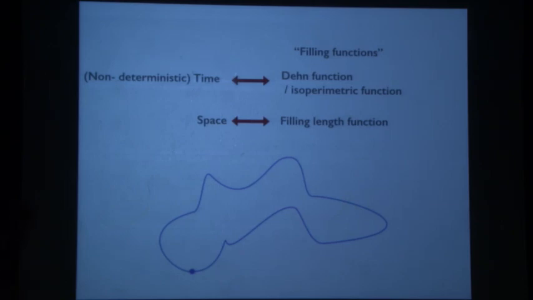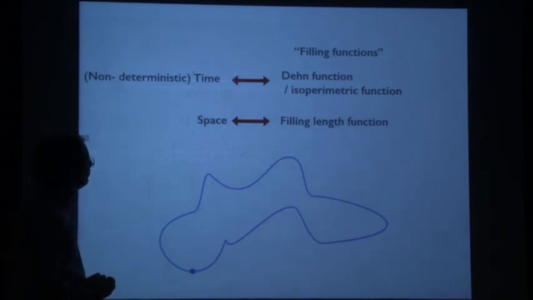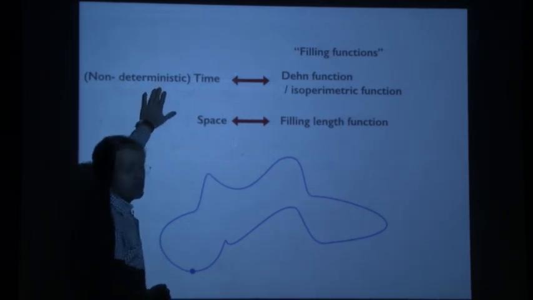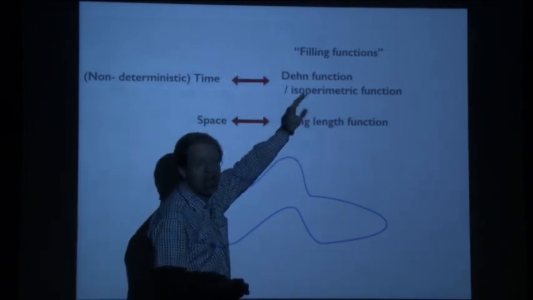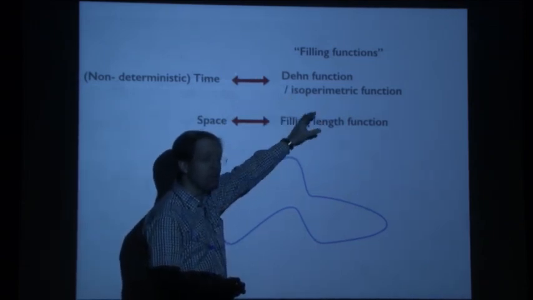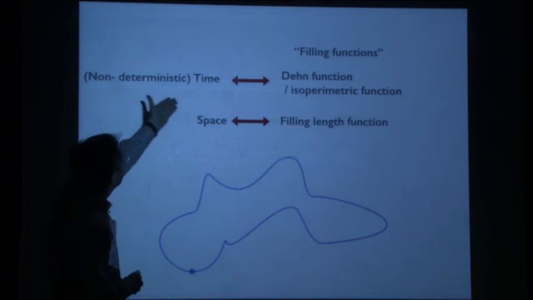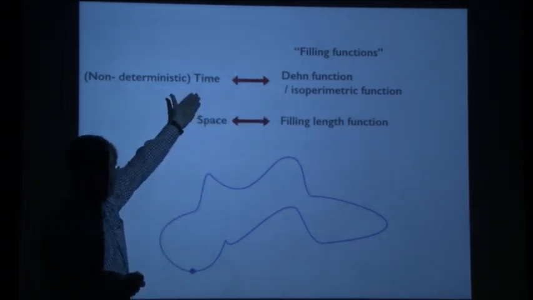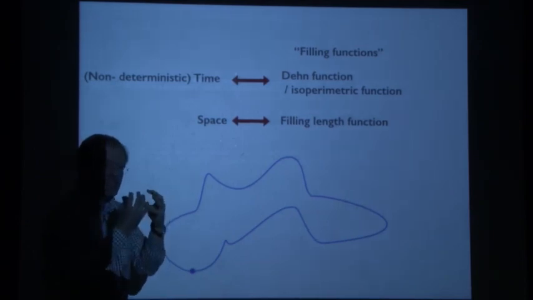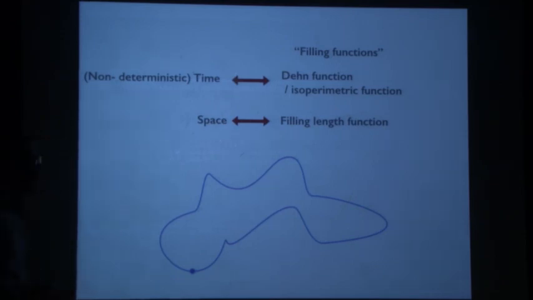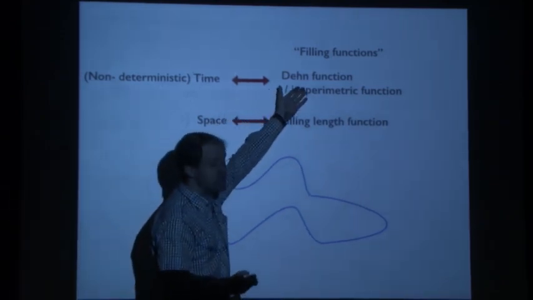Maybe this is general nonsense, but I find that it's a very compelling relationship here between computational complexity measures and geometric filling functions, natural geometric soap film notions. So we've talked about Dehn functions corresponding to time, specifically time in the sense of this Dehn proof system, and it's non-deterministic time. You should really think of it there. So that corresponds to the isoperimetric function.